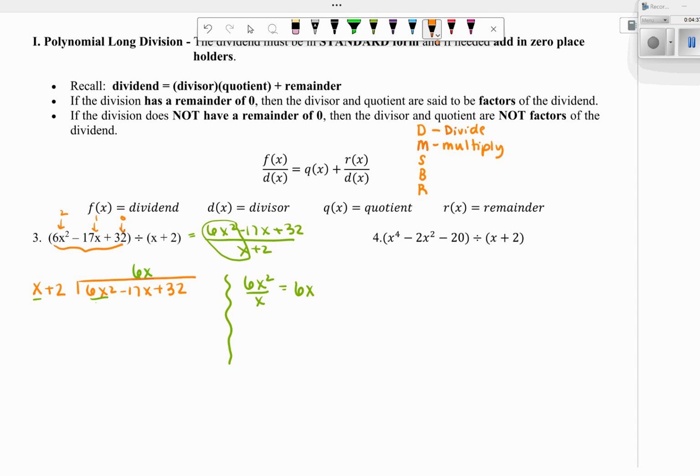So the next step is to multiply the 6x times x and 6x times 2. So 6x times x is 6x squared. 6x times 2 gives us 12x. And then remember, when you're doing long division, you are subtracting. So we're going to subtract our terms.